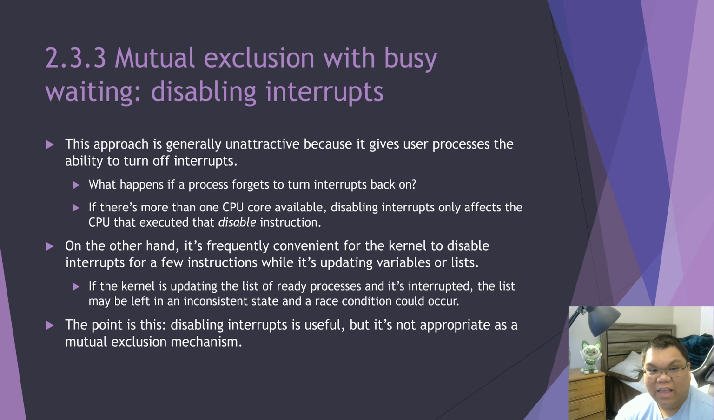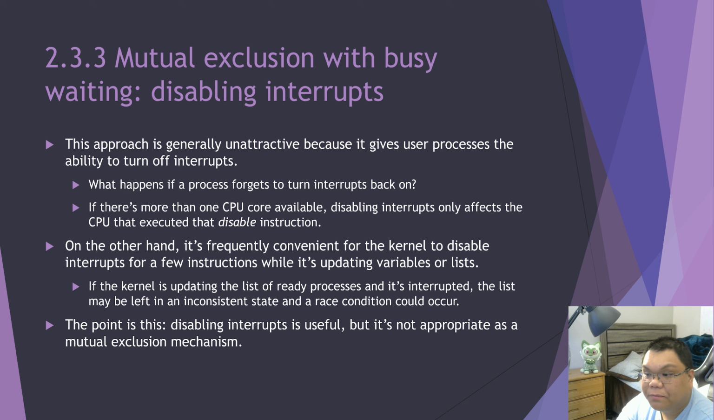Though this is an unattractive solution because it gives user processes the ability to turn off interrupts. What happens if a process forgets to turn them back on? Also, what happens on a multi-core CPU? If we disable interrupts, it only disables them on that one CPU core. Other processes running on other CPU cores are still able to run. So whatever is happening with that one process that turned off interrupts is not going to affect any other processes running on other CPUs.